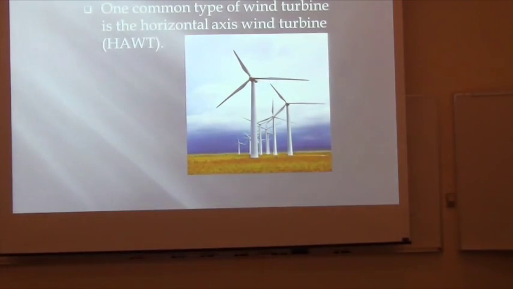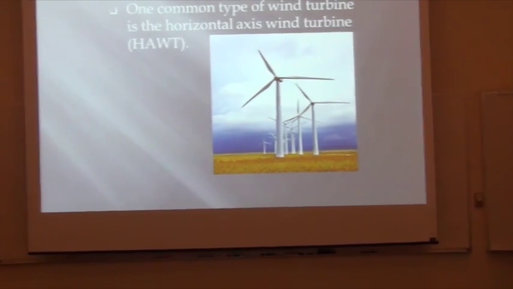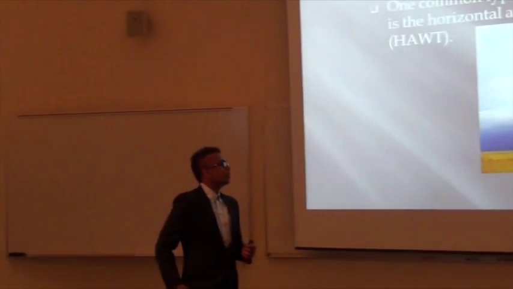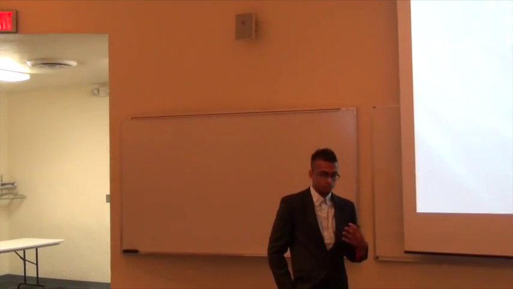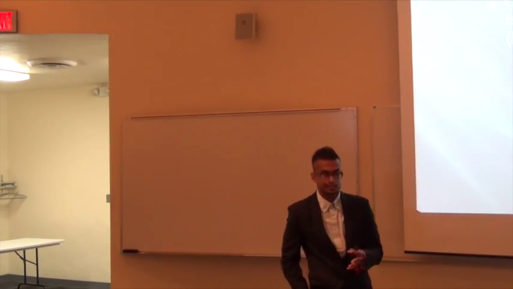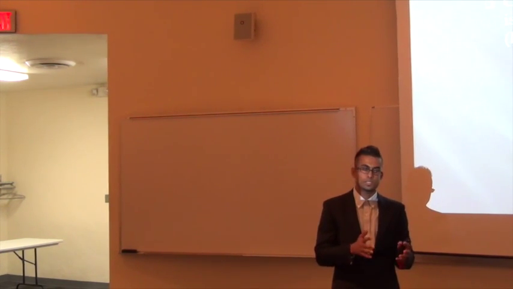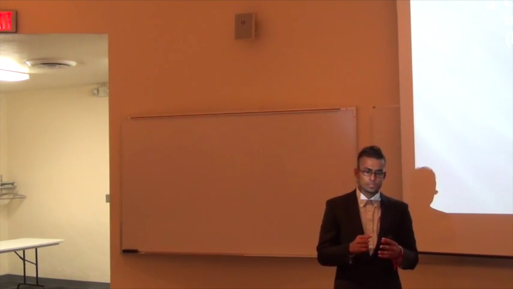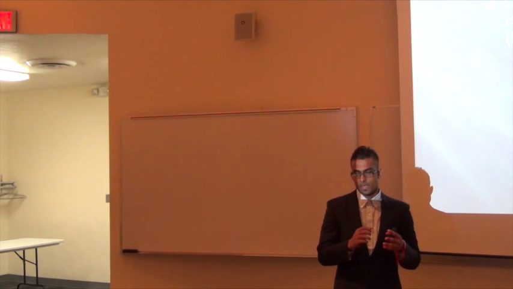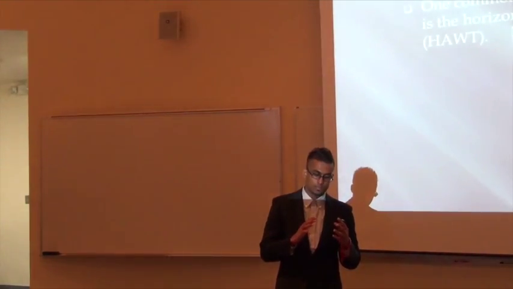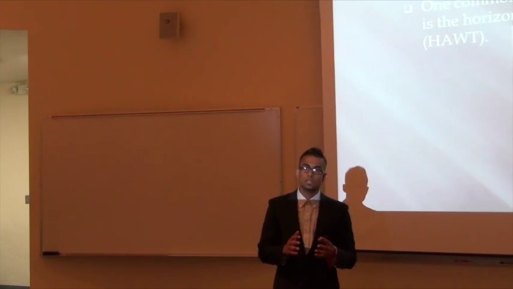In this research, we are only considering the horizontal axis wind turbine. That means the axis of this wind turbine is horizontal. Normally, when we are going to Oklahoma, you can see these kinds of wind turbines. The process of this wind turbine is to convert wind power to electricity.